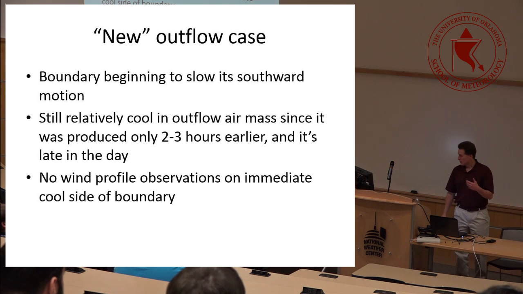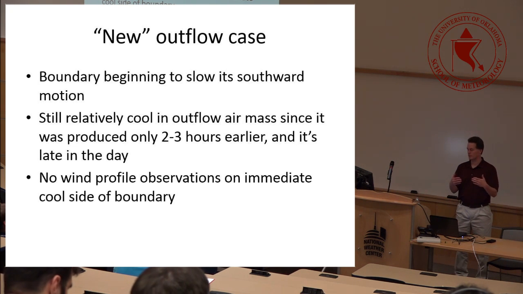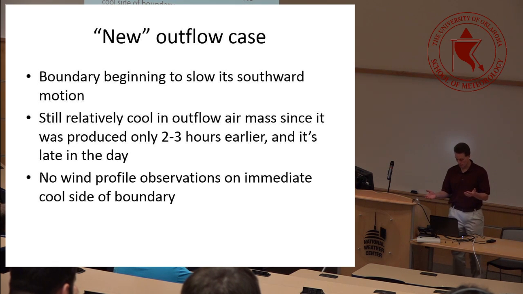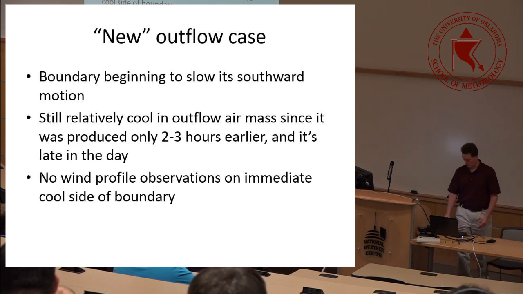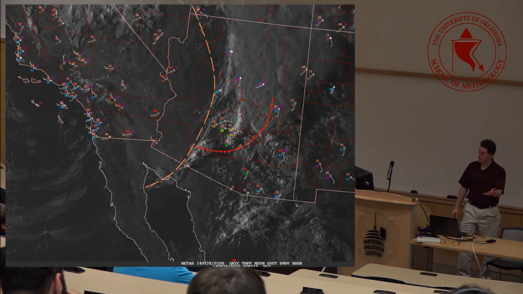All right, so here's a new outflow case where it was just generated by the convection relatively recently. It's moving south, but it's starting to slow down. But it's relatively cool in the outflow air mass, and unfortunately, we didn't have any local observations to see what the wind profile looked like on the immediate cool side. And it's not always in Oklahoma.